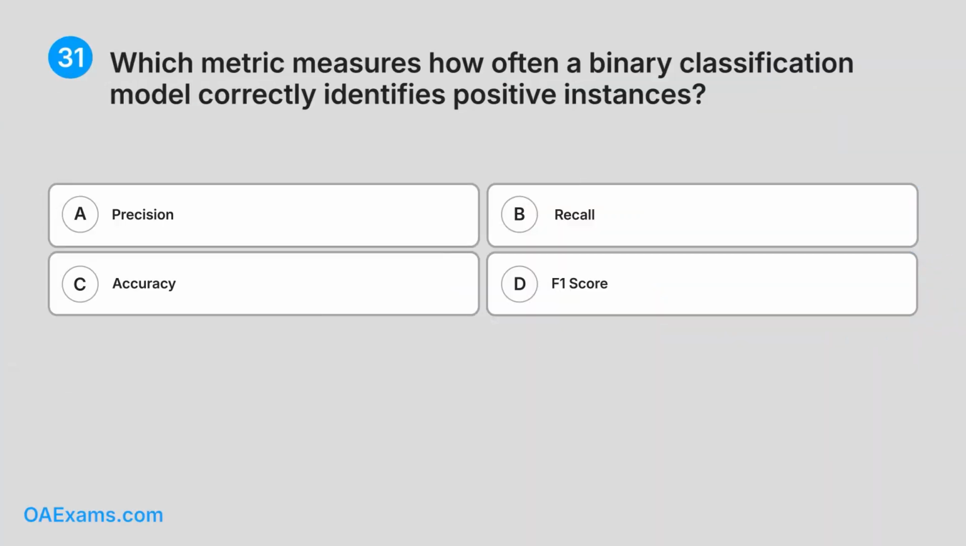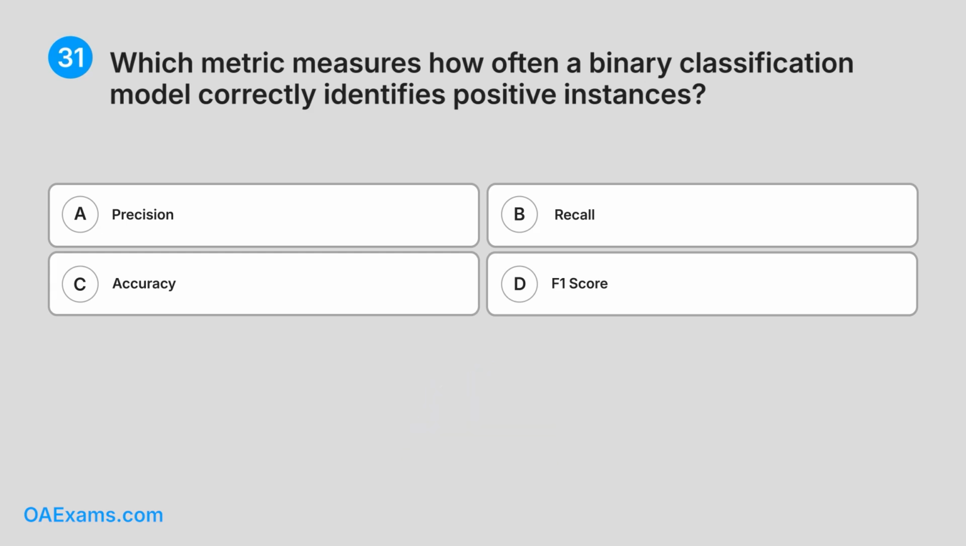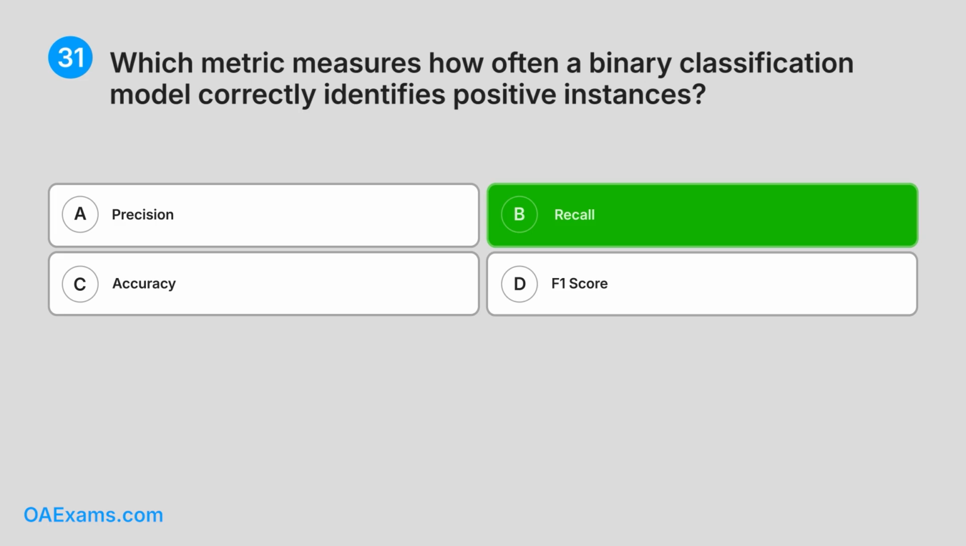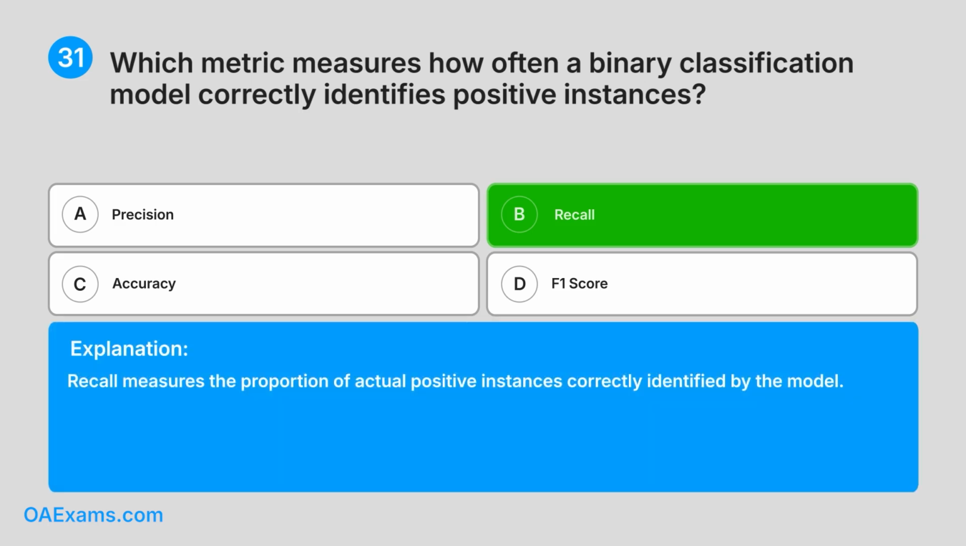31. Which metric measures how often a binary classification model correctly identifies positive instances? A. Precision. B. Recall. C. Accuracy. D. F1 score. Can you guess the answer? Correct answer. B. Recall. Explanation. Recall measures the proportion of actual positive instances correctly identified by the model.